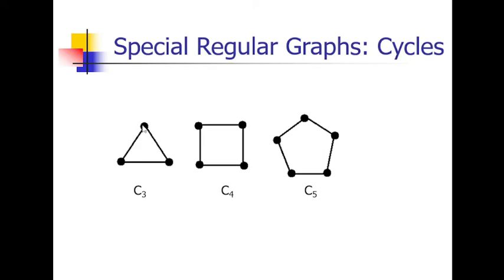Now there are some special regular graphs that are called cycles. So this is a cycle of order 3, you can say, with 3 nodes. Cycle with 4 nodes, every node having degree 2. Same with the 5 and 6 one.